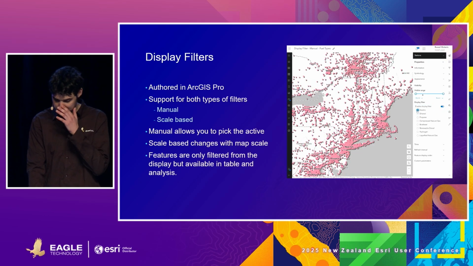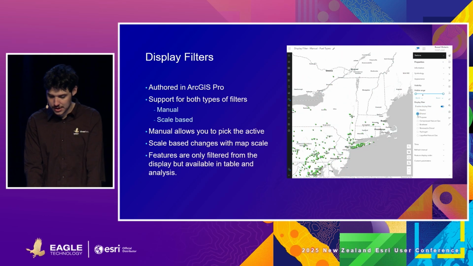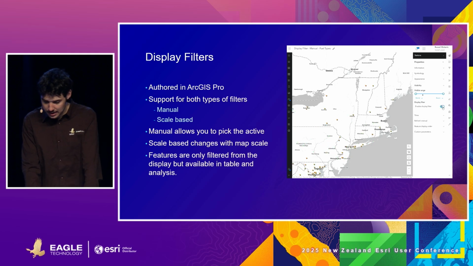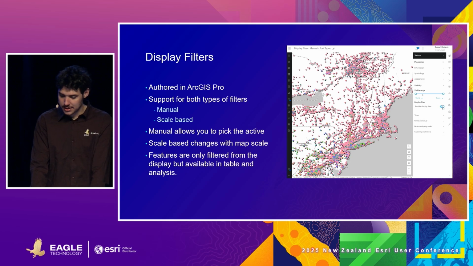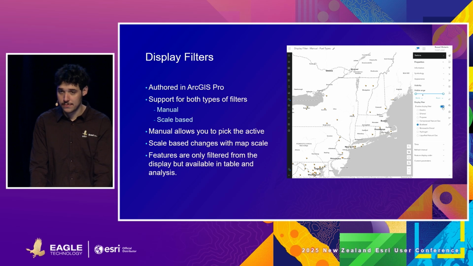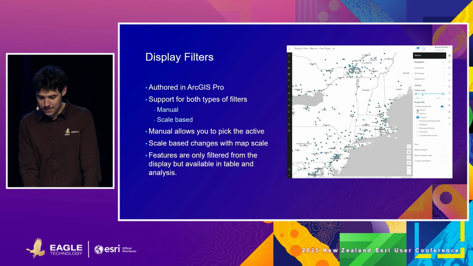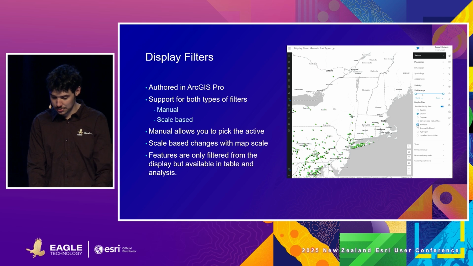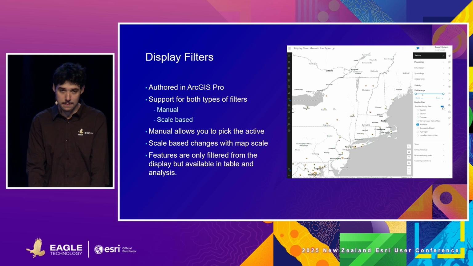So the display filters. These are filters that remove the features from the map view. They are still available in the table and when conducting analysis. Only the map view gets filtered. This is good for adding performance to the map and gives users the ability to pick and choose just the features that are important to them.